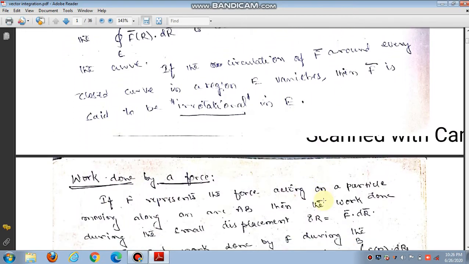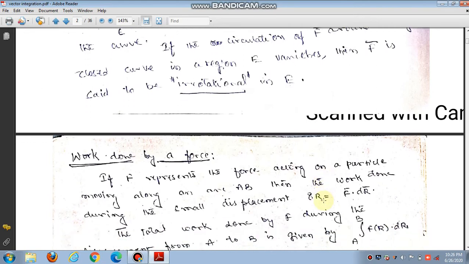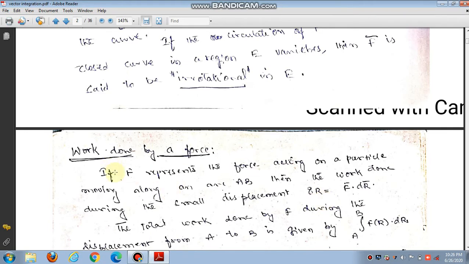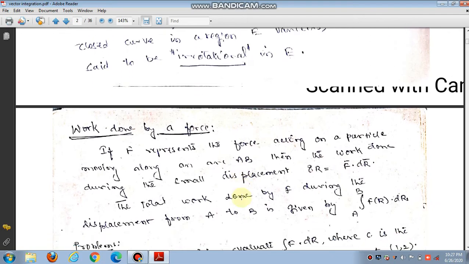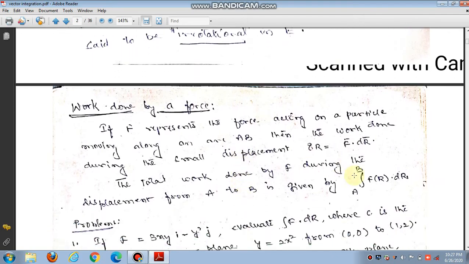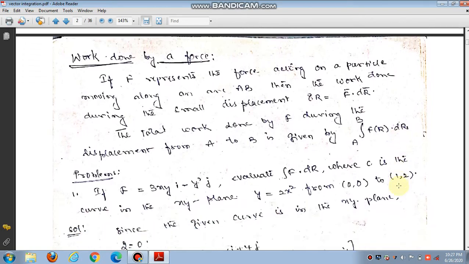Now the physical interpretation of a line integral: f of r dot dr bar represents work done by a force. If f bar represents the force acting on a particle moving along an arc AB, then the work done during a small displacement delta r is equal to f bar dot dr bar. The total work done by f during the displacement from A to B is given as the integral along the curve from A to B of f of r dot dr bar. Now we are going to solve problems on these line integrals.